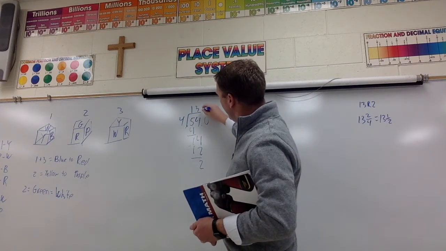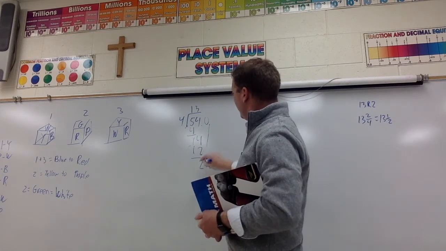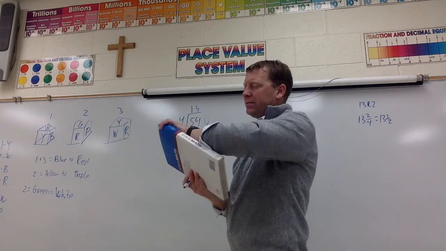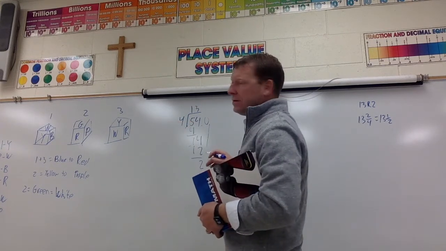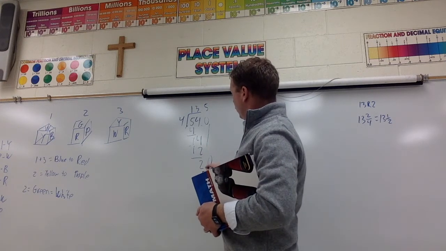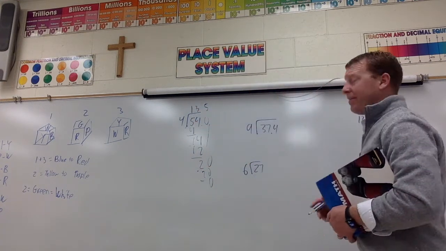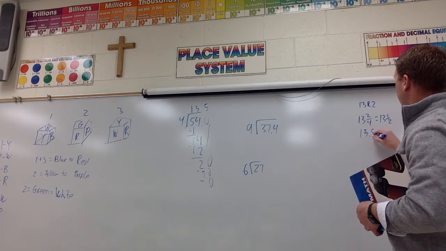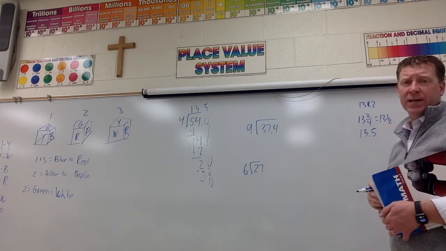Decimal point, 0, decimal point. Bring down the 0, get a 20 there. Okay, 4 goes into 20 5 times. That's 20, problem solved, and I have my final answer of 13 and 5/10 written as a decimal.